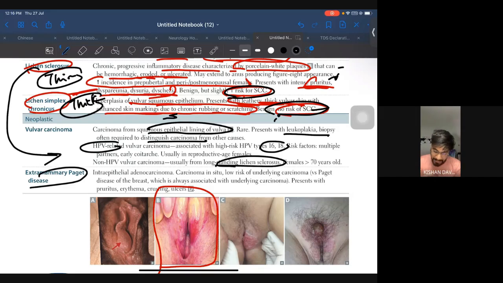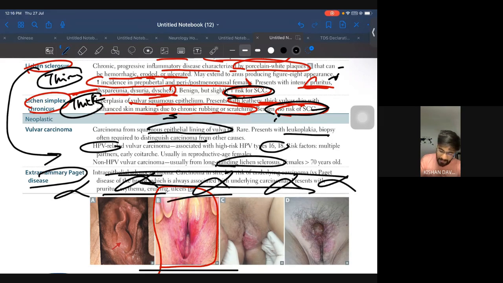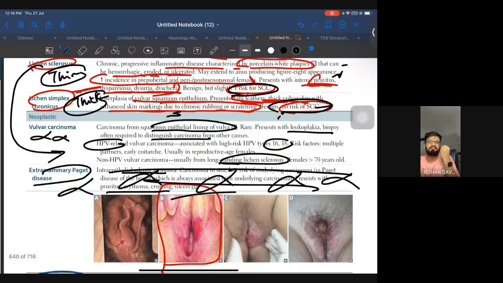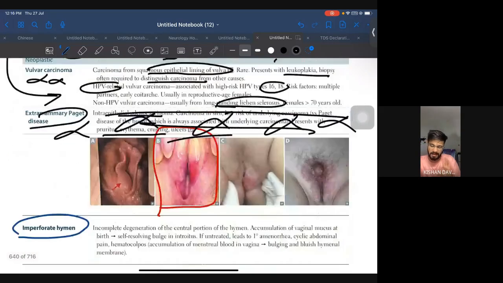Coming to extramammary Paget disease, intraepithelial adenocarcinoma, presents with pruritus, erythema, weeping ulcer. Never asked. Not in UL, not in NBME. Even this they have never asked, but it is related to HPV, so we'll be doing that in micro again. That's why I'm covering this up. Rest of the vulvar pathology, there is a 0.1% chance that it will come.